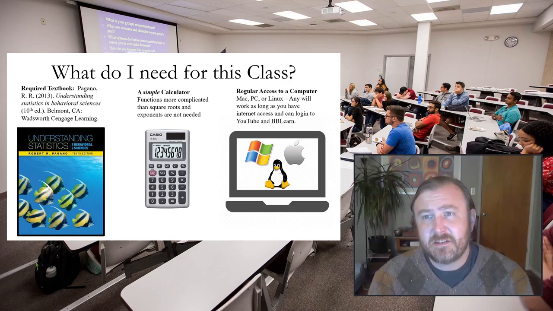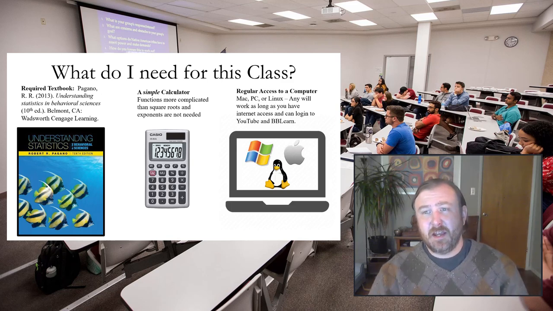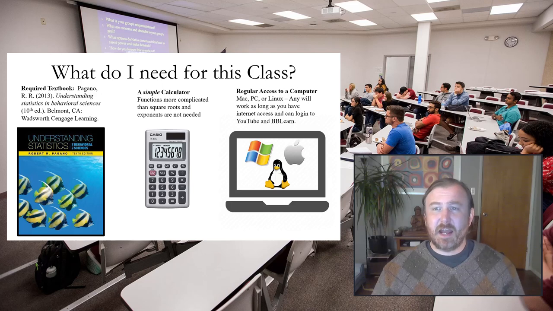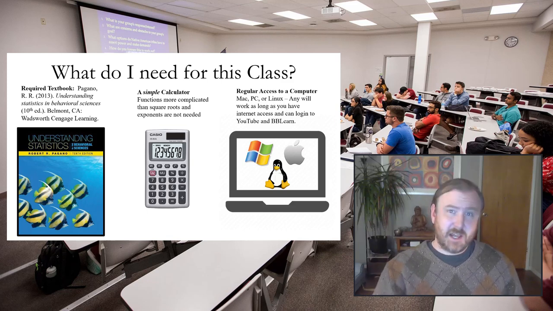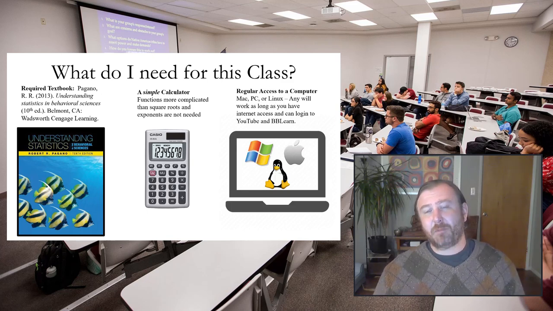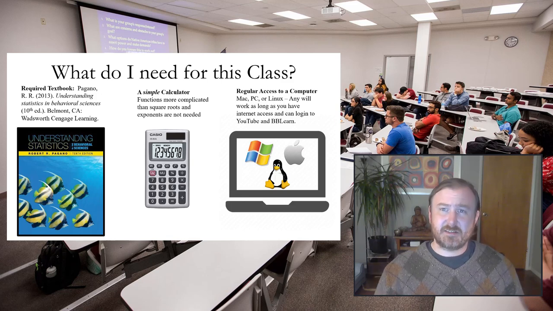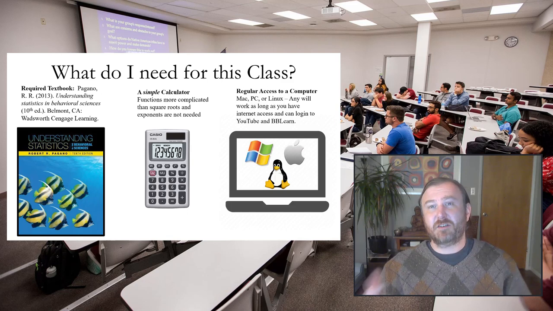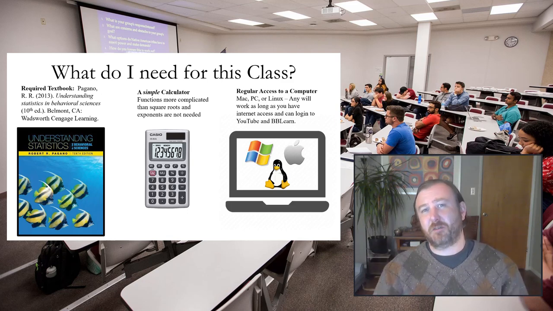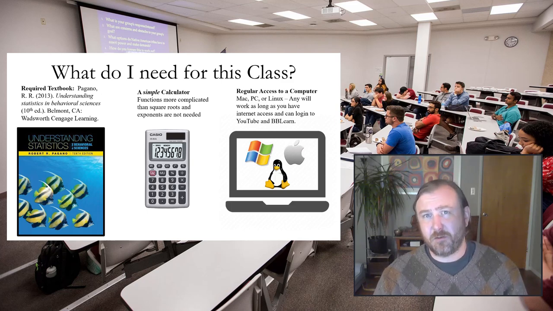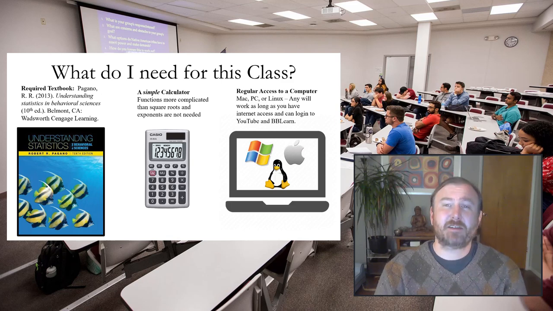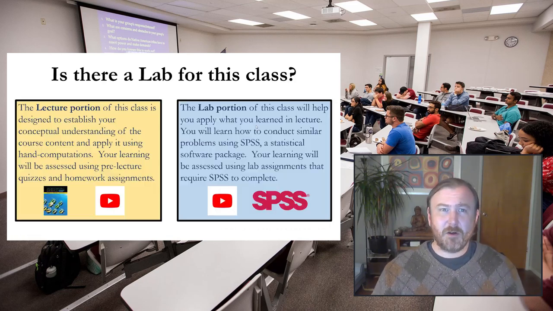The third thing you need in this class is regular access to a computer. It can be any computer; if you're running Mac, PC, Linux, anyone will work. The key here is, one, you're going to need to be able to access the internet and to see the videos and turn in your assignments. But you're also going to have to upload or install SPSS. So SPSS is the Statistical Package for the Social Sciences. And it's a common program used by psychologists to do statistics work. And it will be absolutely essential for you to install a copy of SPSS on your personal computer to complete any of the lab assignments. In fact, the first lab assignment that you are to complete for Module 1 is to install SPSS on your computer. Okay, moving along here.